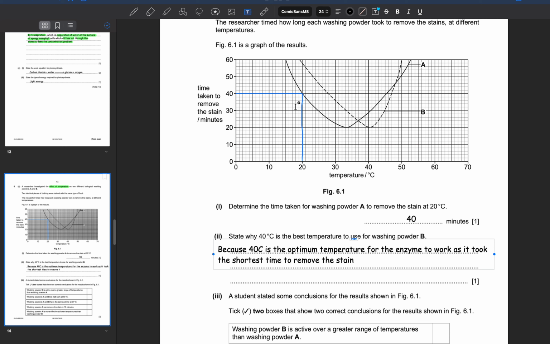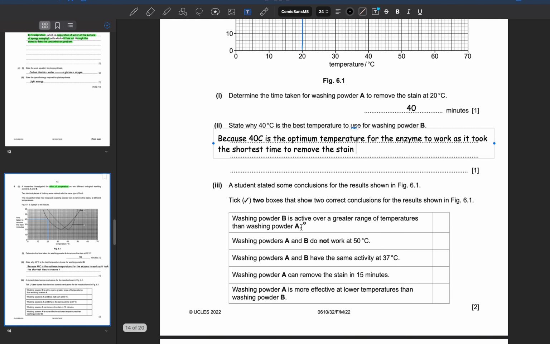I have washing powder A starting from about 15 degrees up to more than 50. Right, so I think it's 53 degrees. While B started at 19 degrees and it's inactive or denatured at 50. Which one has the wider range? Which is A. So this is the wrong one, washing powder B is active over a greater range of temperature.